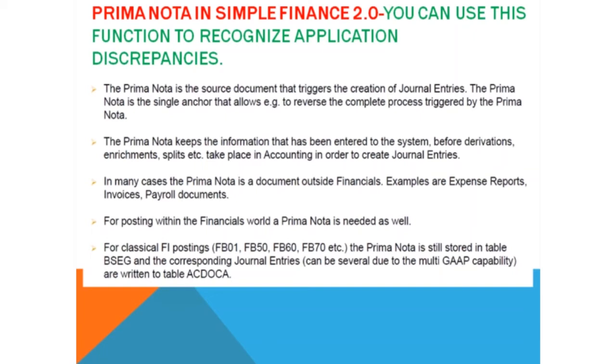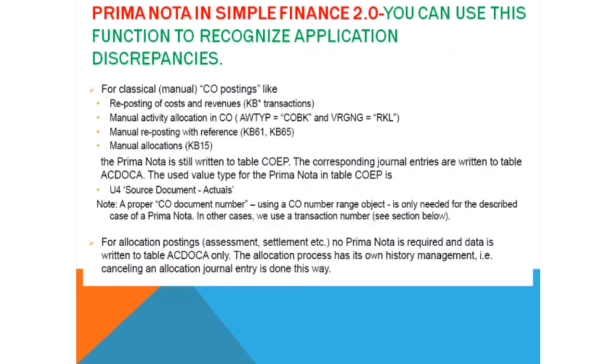Again, it's simplified in the system. Previously, you had to go through posting with the financials, with the VA data, as well as from old posting notes. Everything is simplified and goes into the ACDOCA table, and from the ACDOCA table you can generate whatever you want as per your needs. And these one or two pages are only for technical people. They can also use this information. And then for classical manual CO postings, like reposting of cost and revenue, manual activity allocation to CO, manual reposting with reference, the prima nota is still written with the table COEP, a technical table. All this information I have created.